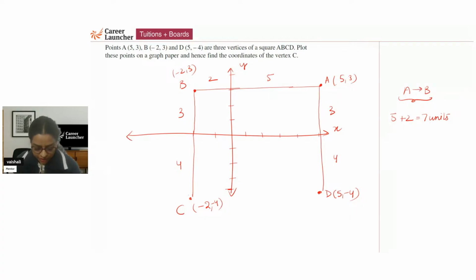Now what about the next question? Yeah, you can also observe one thing, that the distance is 7 units only, hence confirming that we are dealing with a square.